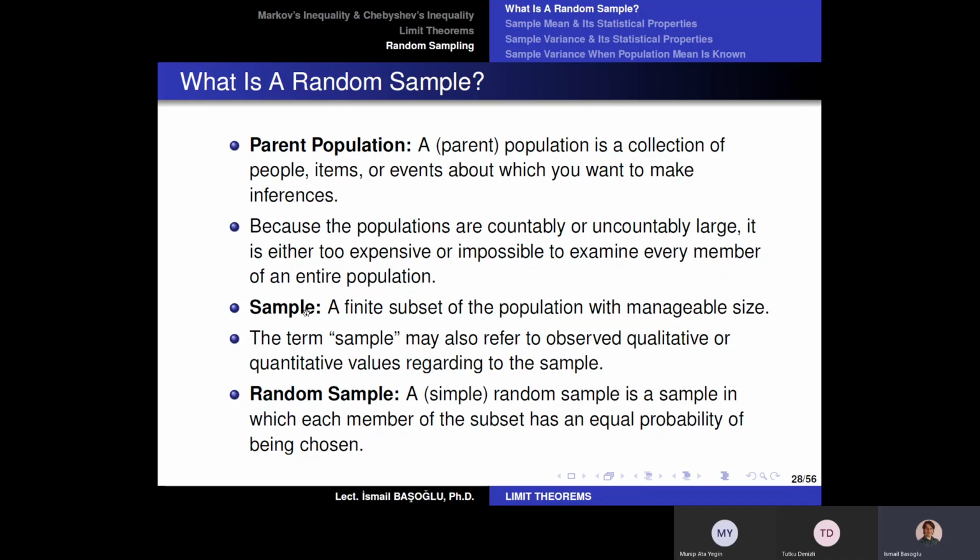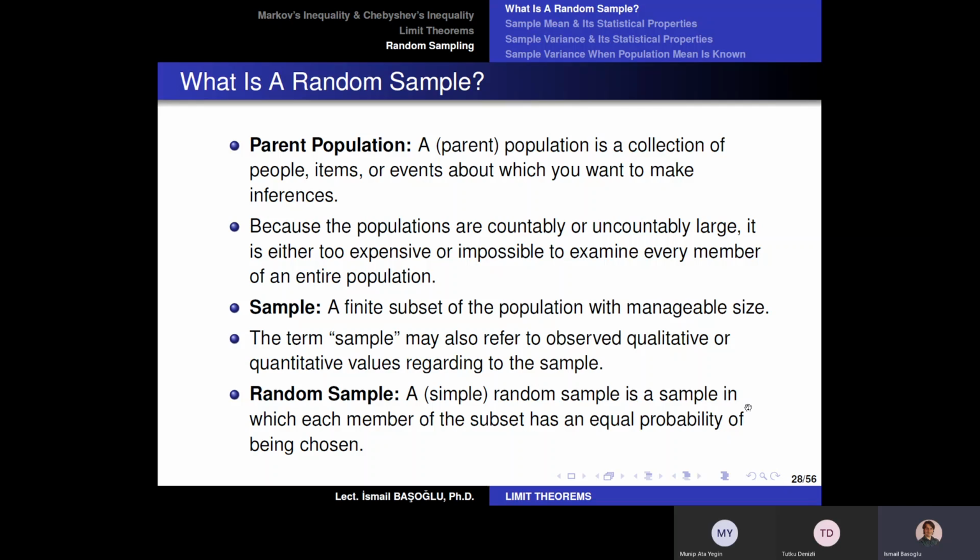For example, if you randomly select 100 students from Özyeğin University, ask them their GPA values, and write these GPA values in a list, that list is also going to be your sample. So by looking at these 100 GPA values, your objective is to make inferences about the whole parent population, which is all the Özyeğin University students. And what is a random sample? Sometimes it is called a simple random sample.